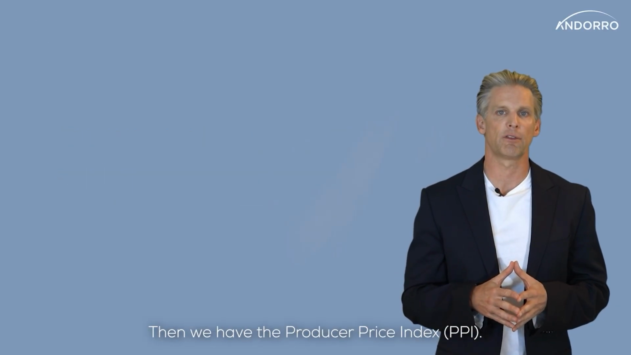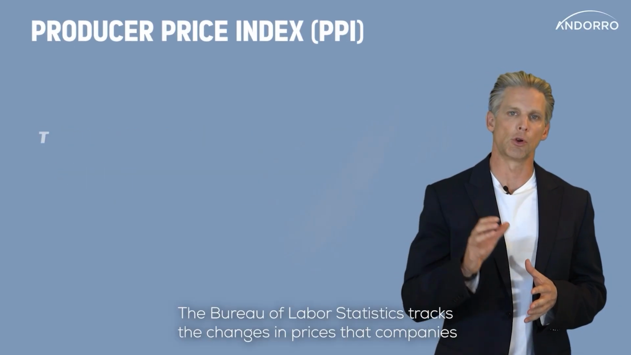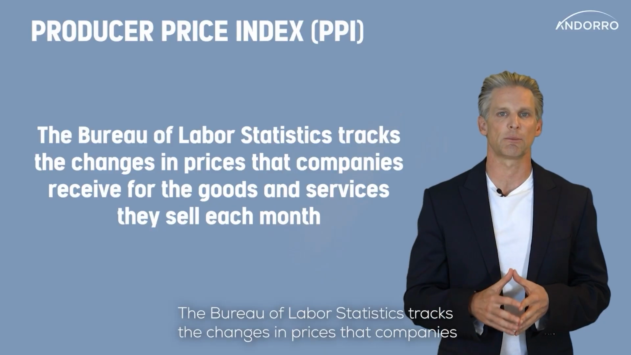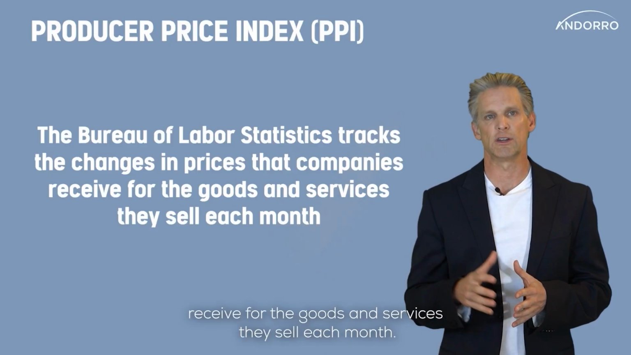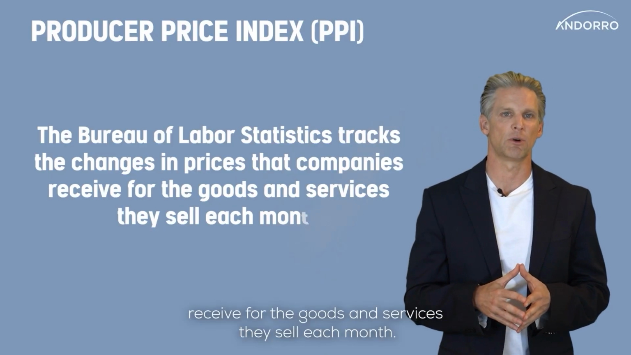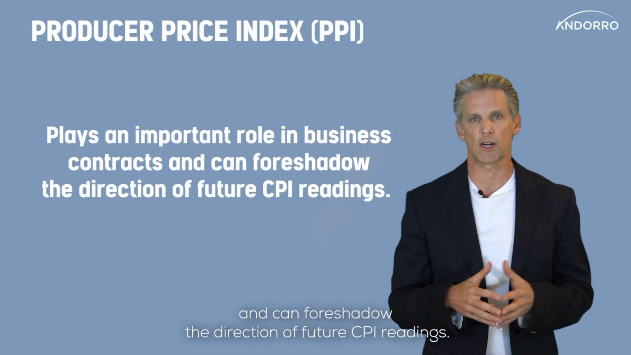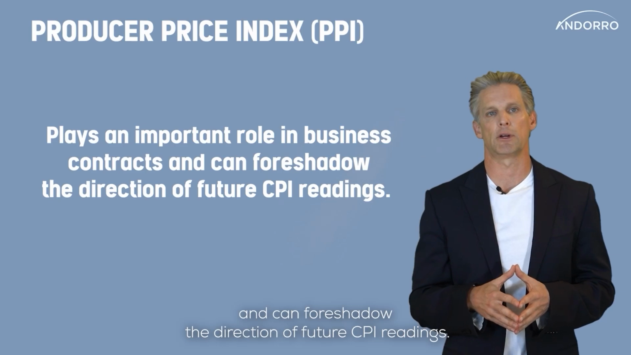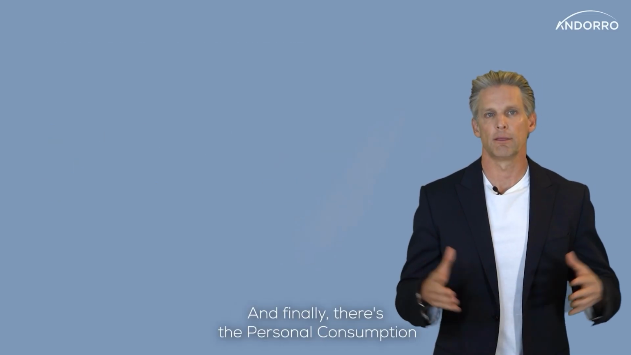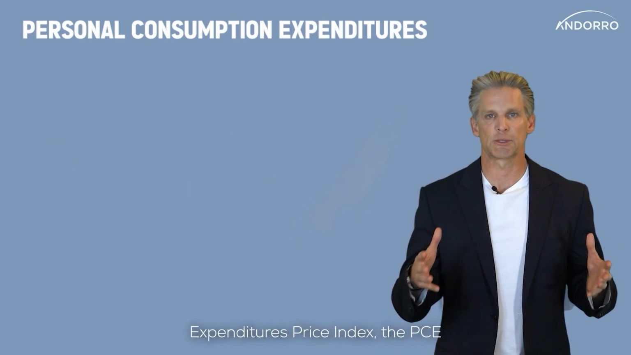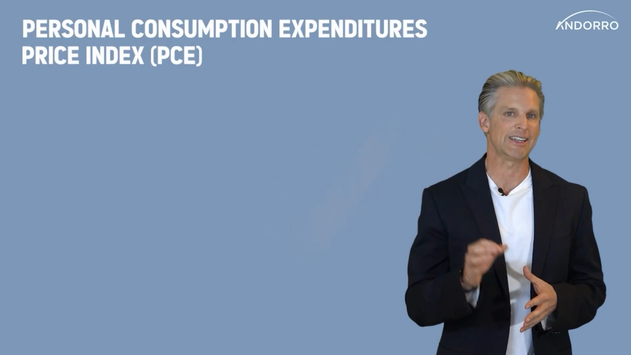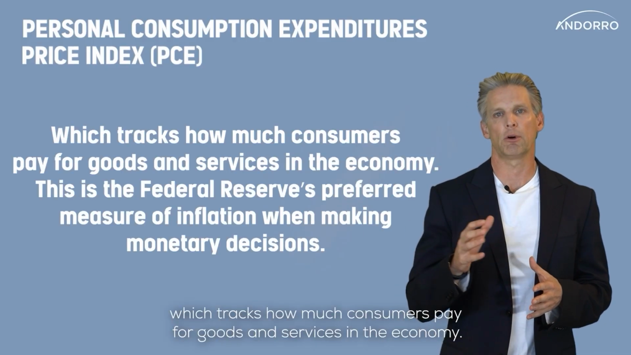And then we have the Producer Price Index. The Bureau of Labor Statistics tracks the changes in prices that companies receive for the goods and services they sell each month. And then this plays an important role in business contracts and can foreshadow the direction of future CPI readings.